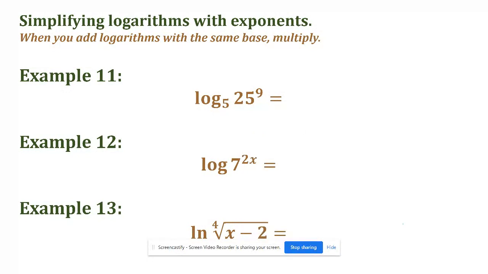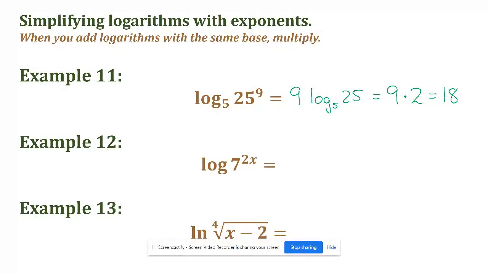So log base 5 of 25 to the 9th power is always going to end up being equal to 9 times log base 5 of 25. So what you can do is you take that exponent, you move it out front, and it becomes a coefficient. And we can work this out now. Well, log base 5 of 25 is 2, so this becomes 9 times 2, which is 18. And one way you can check that is you can take 25 to the 9th power, and what you'll find is that the answer you get is 5 to the 18th power.